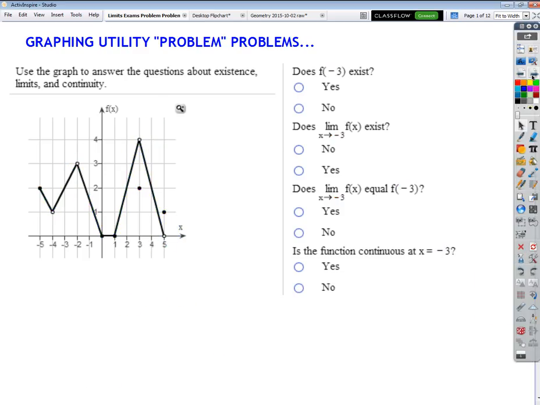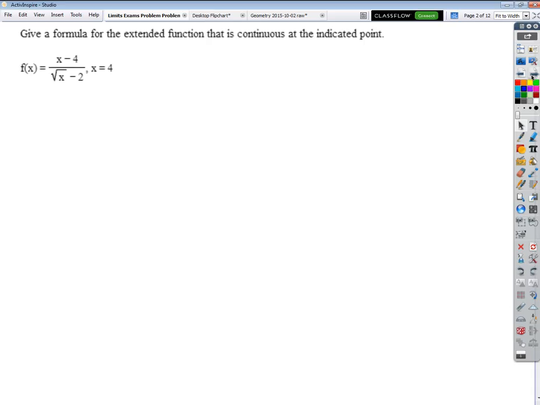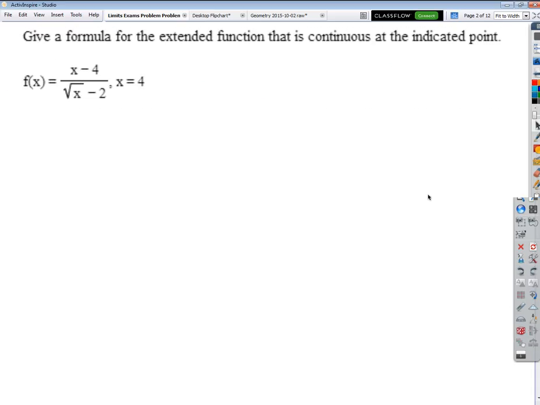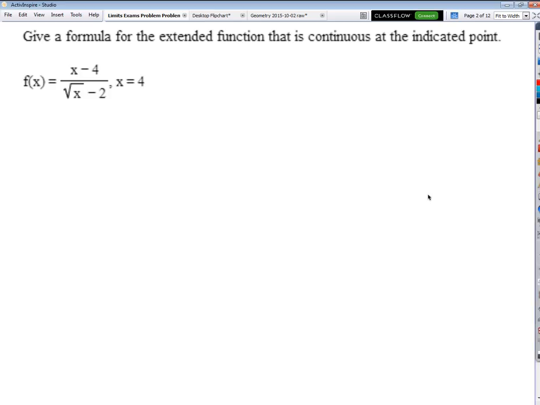Moving on. Stuff like this came up quite a bit. And I get it, this is kind of a weird one, but we have a very clear strategy if we want to give an extended function. What does that mean? Let's discuss that just a little bit. So an extended function that's continuous at the indicated point.